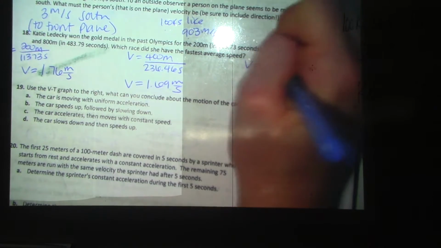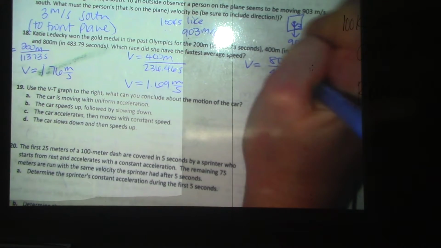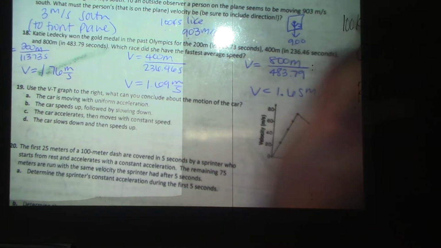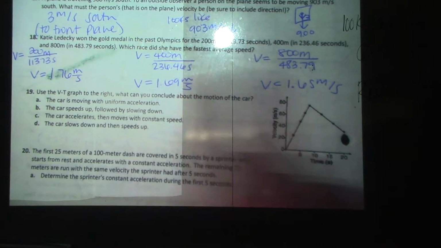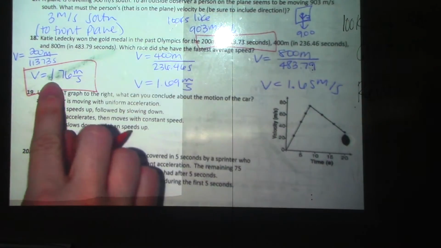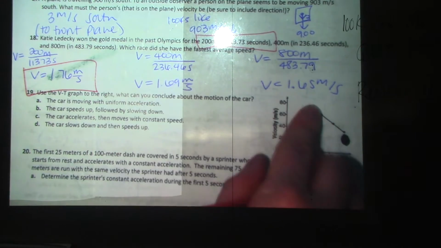And my last is 800 meters in 483.79 seconds. That gives me a speed of like 1.65. So the question was actually which one had the fastest average speed. So now I'm looking. The fastest speed would be this one right here. The 200 meter race is the fastest average speed, because 1.76 is faster than the other two.